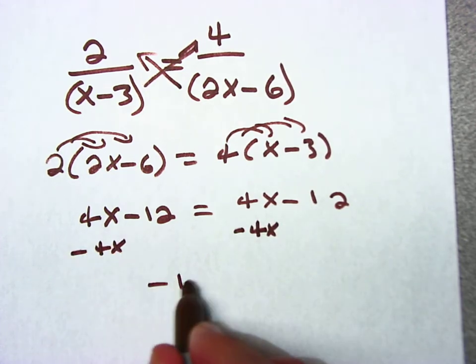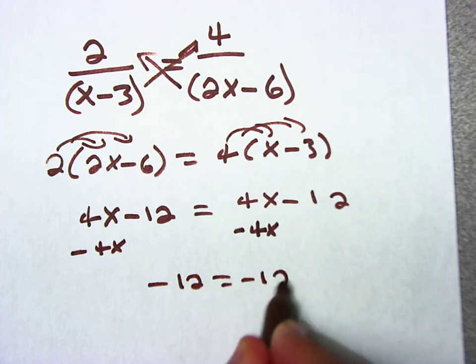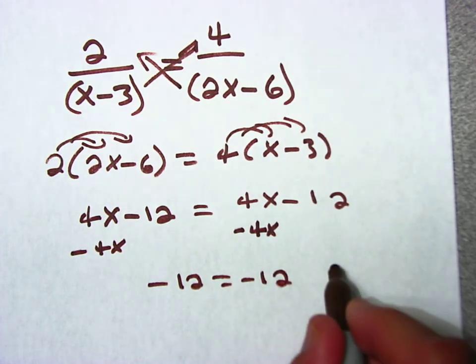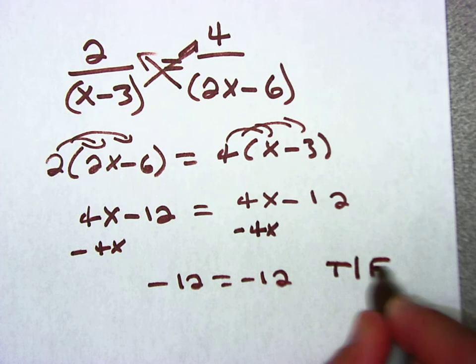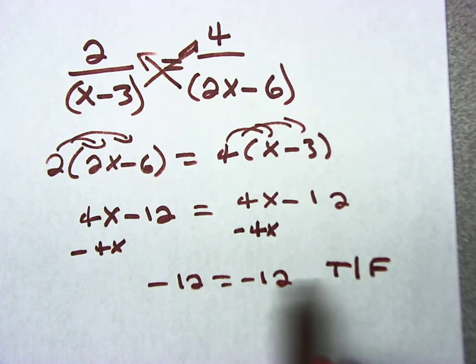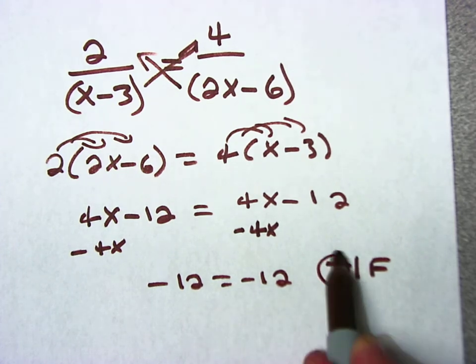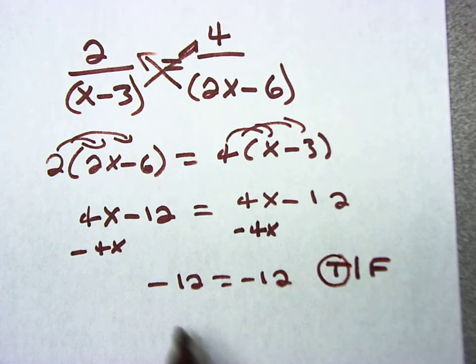Oh, look what happened. We lost the variable. Anytime you lose the variable, put true/false. But this time, look, negative 12 does equal negative 12. So if you get a true statement, then the answer is going to be all reals.